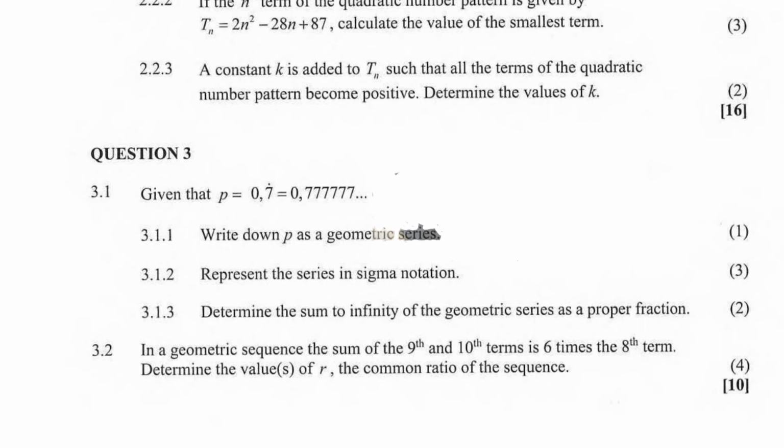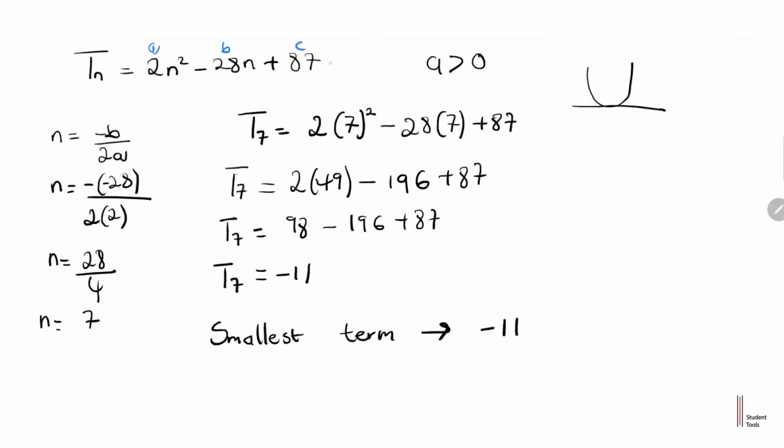All right, 2.2.3 says a constant k is added to the nth term such that all the terms of the quadratic number pattern become positive. Determine the values of k. All right, so here we are told that a constant k is added to this nth term such that all the terms in this pattern become positive.